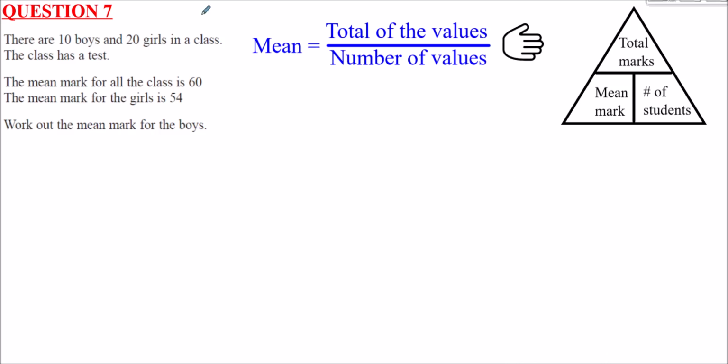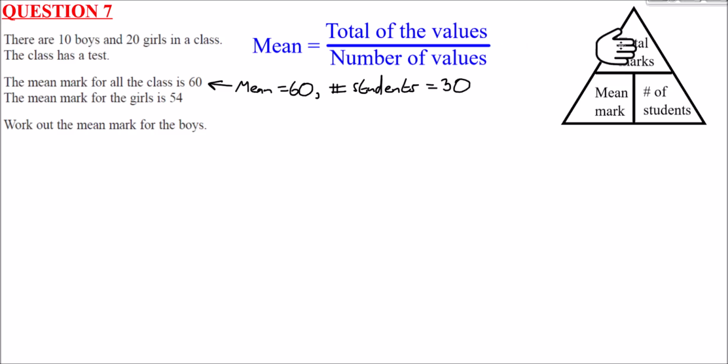So what I'm told here, first of all, is the mean mark for all the class is 60. So from this line here, I know the mean is 60. It's all the class, so I know the number of students as well. So the mean is 60. Number of students, if it's the whole class, it'll be the 10 boys plus the 20 girls. So we're talking 30 students. So we know the mean, we know the number of students. So for this bit here, I could work out the total marks.